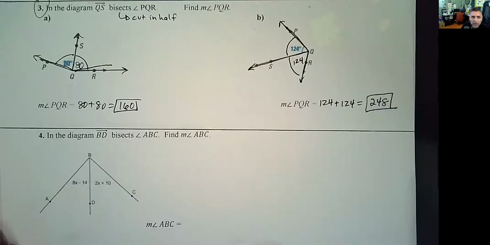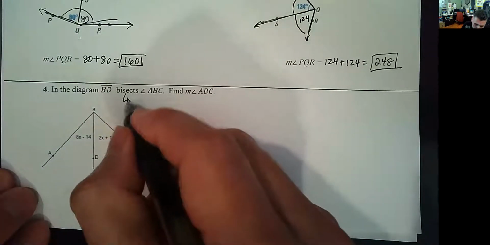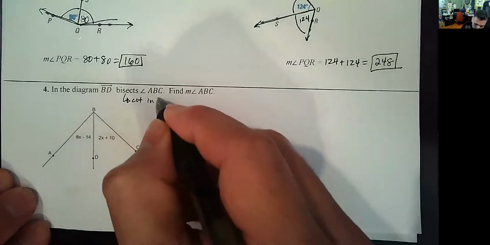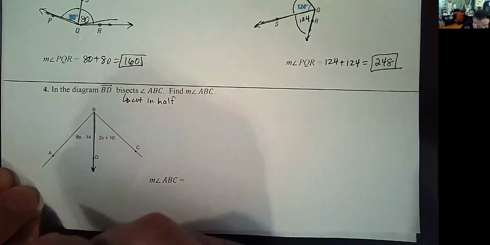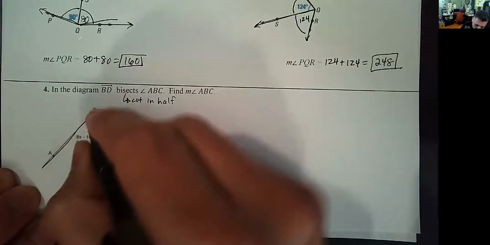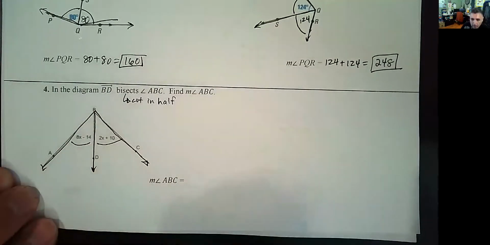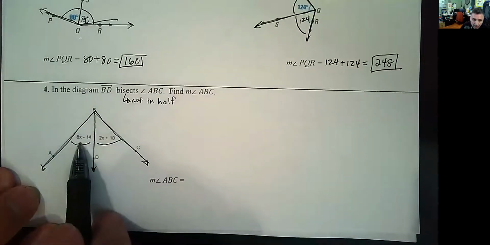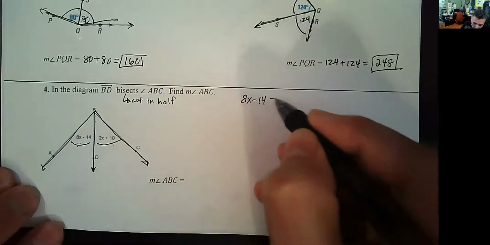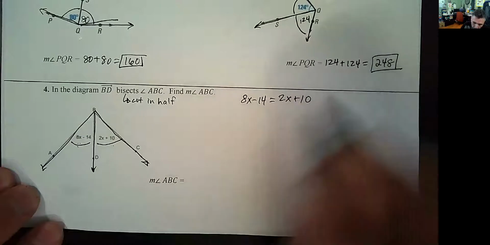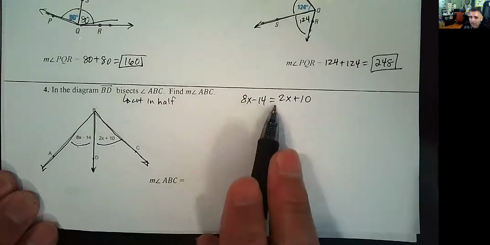And the last one is similar to 3, where it talks about bisect again. Again, that means cut in half. So BD bisects ABC. It bisects this bigger angle into two equal angles. Now that means this side equals this side. In math, it looks like this. The two angles are equal. Okay, and now I want to solve this equation.